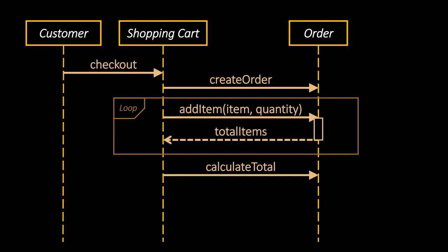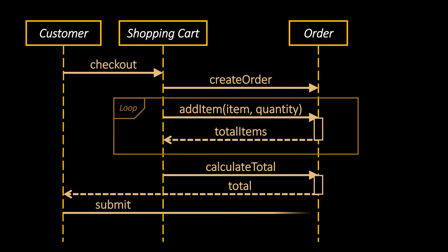Okay, so the next thing the shopping cart needs to do is calculate the total amount the customer has to pay. That's going to involve a bit of processing in the order object. That will then send the total back. And even though this might go back to the cart, we realize that effectively that's being passed all the way back to the customer who is going to be the one to submit payment.